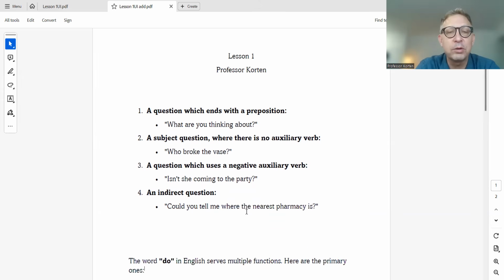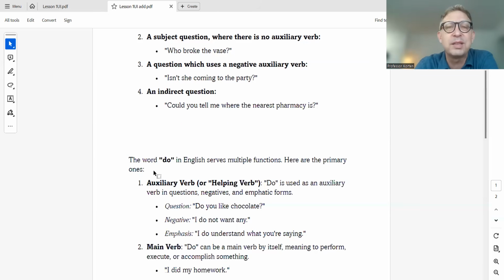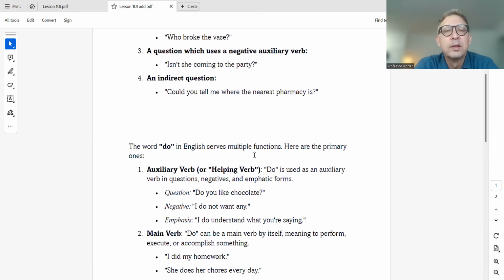Now, let's talk about auxiliary verbs. Let's look at do just for a second, just to discuss a word that we probably have never focused on or talked about very much, except when you're forming questions. But let's look at some of the other functions of do. So as an auxiliary verb, a helping verb, we have them here. Do you like chocolate?